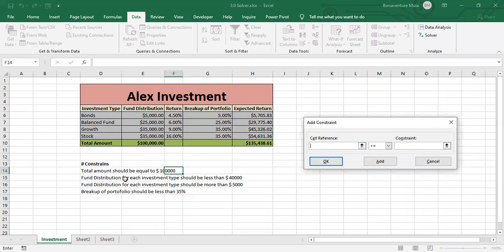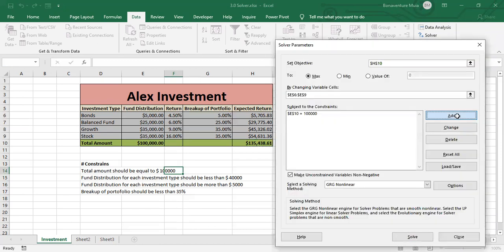So the first constraint is going to be that the total amount should be equal to 100,000. We don't want Alex to have more money than 100,000, so that he can invest in all these investment types.